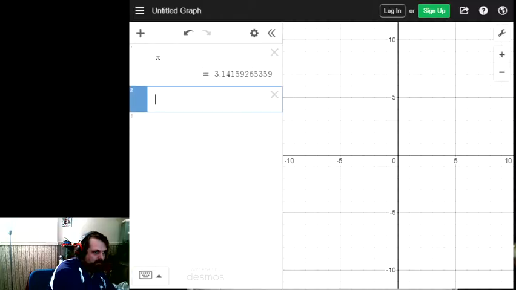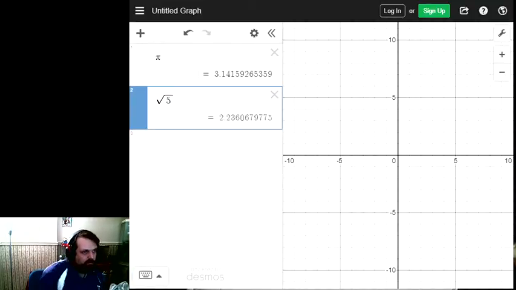Another one is going to be the square root, and how you do square root is SQRT, and that brings up the square root symbol in Desmos, and you type in the number, in this case 5, and we want to know which one's bigger.